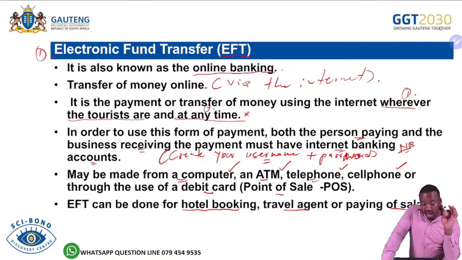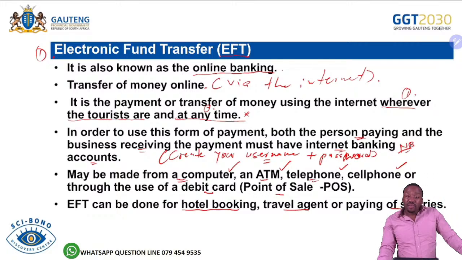What did you say is an EFT? Just two names: electronic fund transfer, or online banking, or internet banking. It is the transfer of money online. It is the payment or transfer of money using the internet, and then we said wherever the tourists are, or at any time. Important thing, in order for you to use EFT, both the person sending and receiving the money must have internet banking accounts. Good advantage: it can be made from a computer, an ATM, telephone, cell phone, or through a debit card, whereby you're going to use your point of sale.